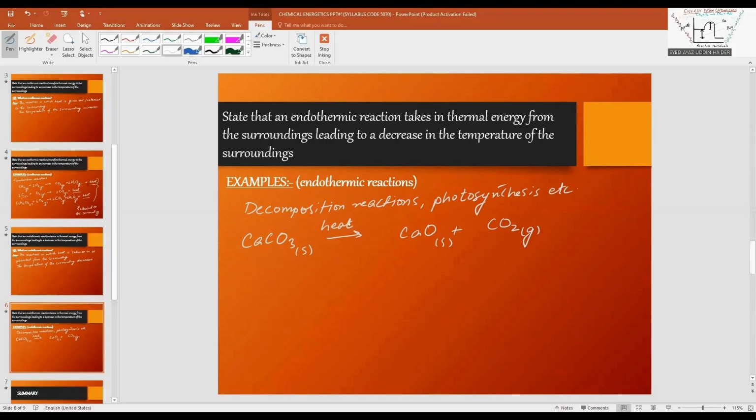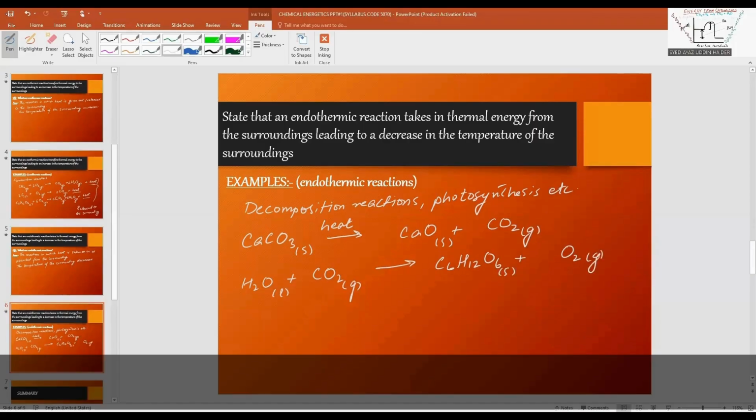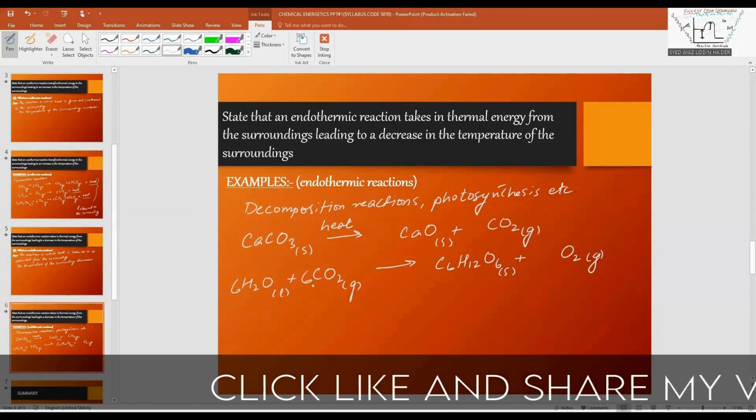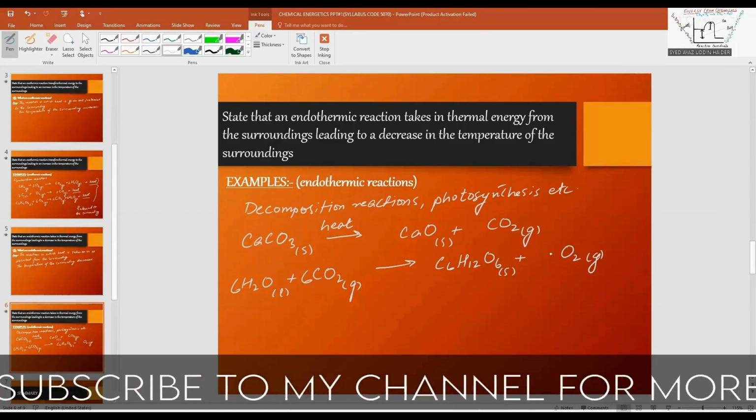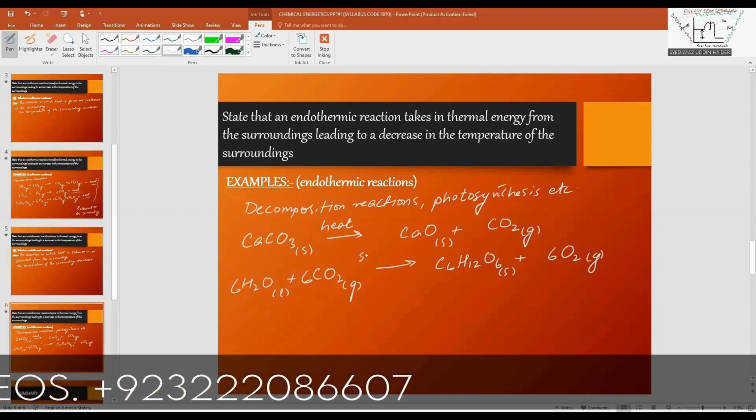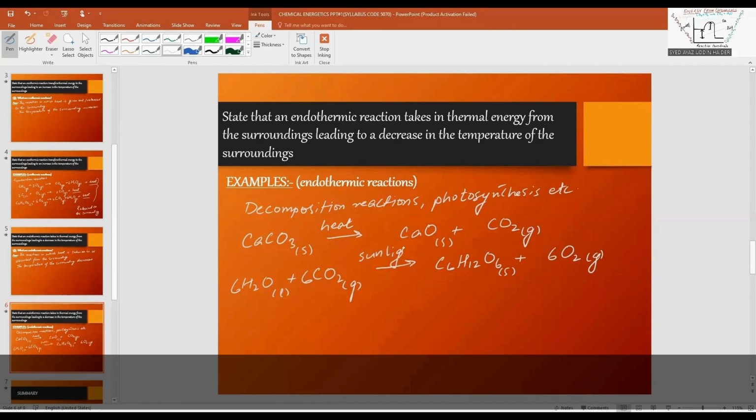The other equation is about photosynthesis, which is the reaction between water and carbon dioxide. Products are glucose and oxygen. First of all, let me write the state symbols. Let's see if each equation is balanced or not. This is not balanced. And here, sunlight is the source of energy.